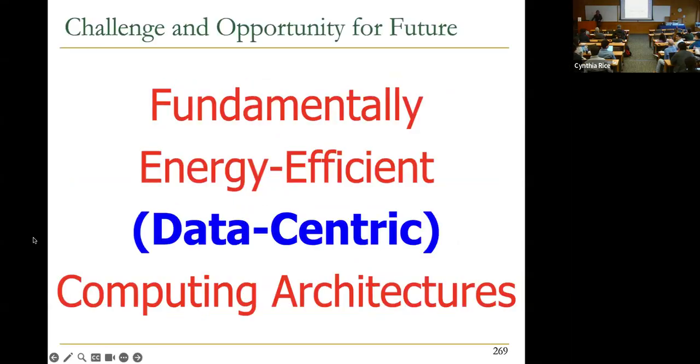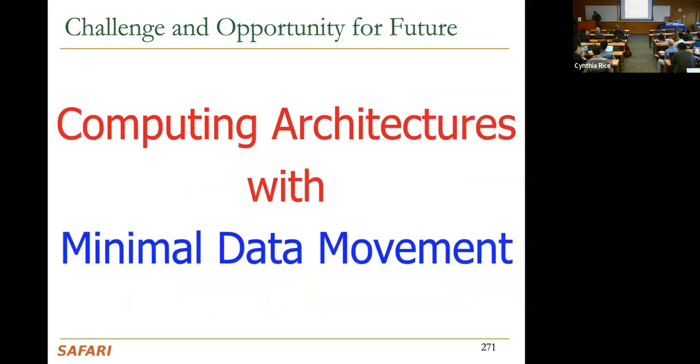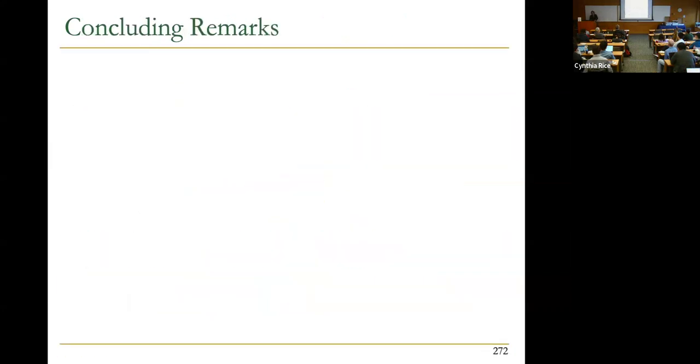I think if we want fundamentally efficient architectures, we need to be data-centric. If we want fundamentally high-performance architectures, we need to be data-centric. And I could replace that with fundamentally secure, etc. I believe we need to be more data-centric, but I'm not going to make that claim because I don't think we can prove that yet. So I think a lot boils down to minimizing data movement.